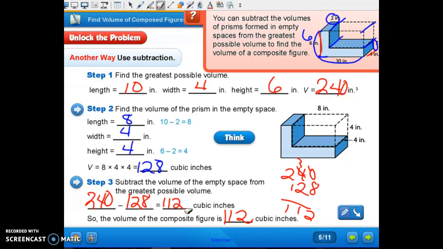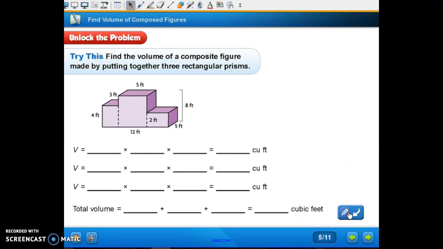Okay. I think if I touch this, it'll go to the try this at the bottom. Okay, now here's a composite figure. It's made up of 3 rectangular prisms. So you can see where they've divided it for you. So let's look at this first one here.